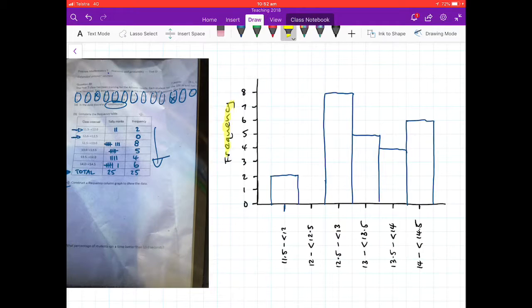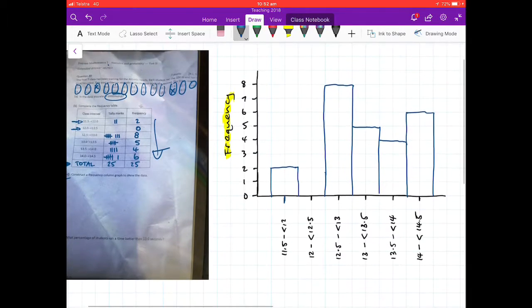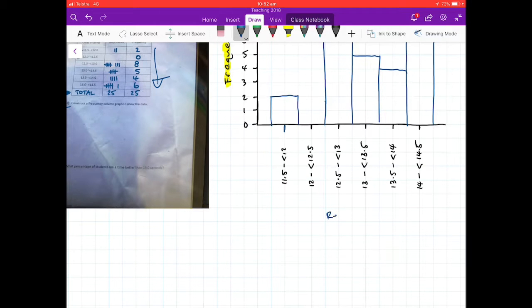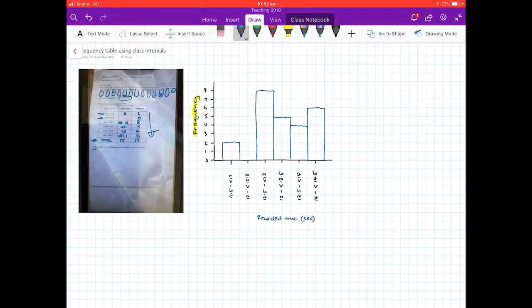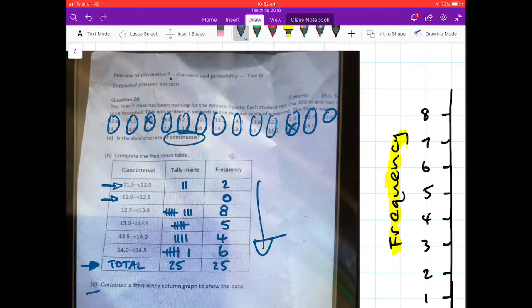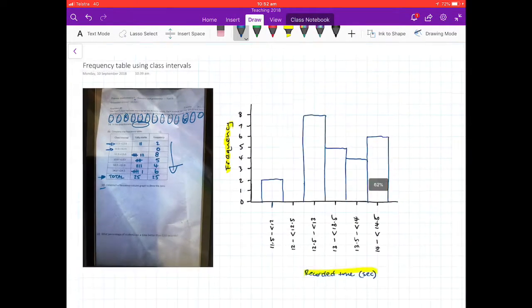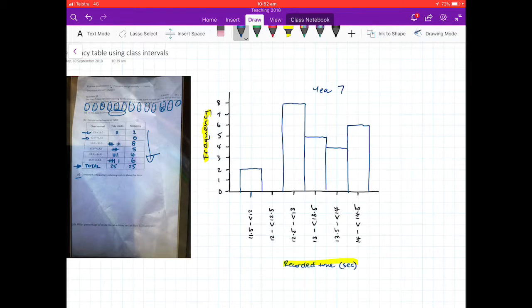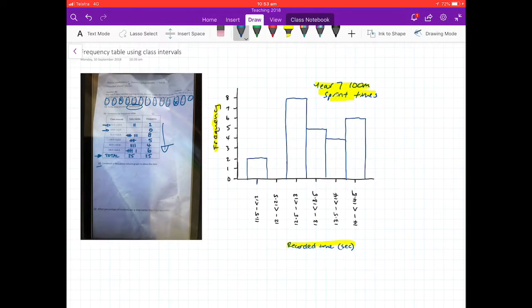You can see I've got it labeled down here, frequency. That will always be the label there. And this is going to be recorded time in this instance. And I'm going to put the units we measure that time in down the bottom there. Now, that's the second label. The third one is actually the title for the graph. You'll get the title for the graph, Year 7 100 meter sprint. So I'm just going to call it something like that, Year 7 100 meter sprint times. Got to call it something, so that's that third label that's really important with that graph as well.